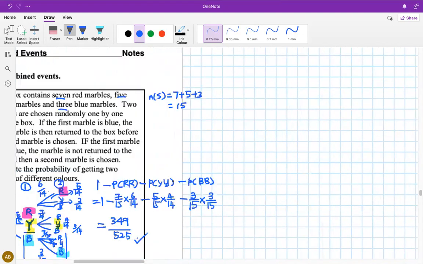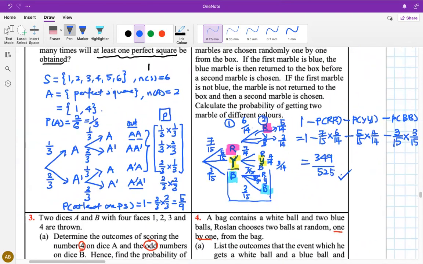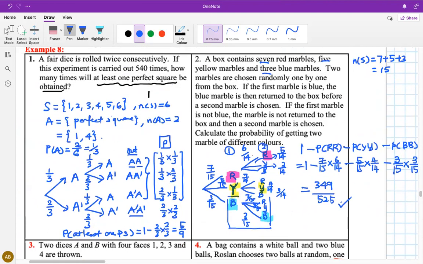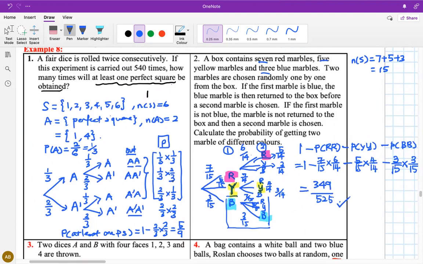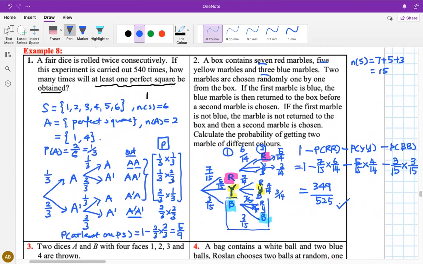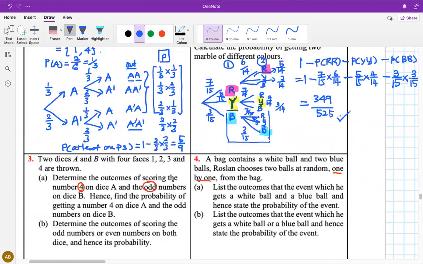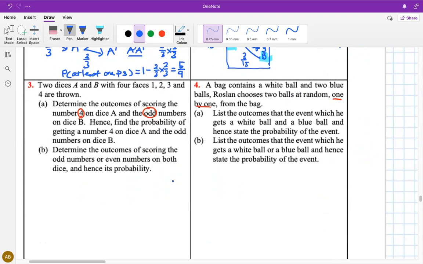Okay, so then we go to question number 3. Okay, number 3, perfect. Number 3, 2 dice A and B with 4 faces, 1, 2, 3, 4, are thrown. Determine the outcome of scoring the number 4 on dice A and the odd numbers on dice B. Hence, find the probability of getting a number 4 on dice A and odd numbers on dice B.